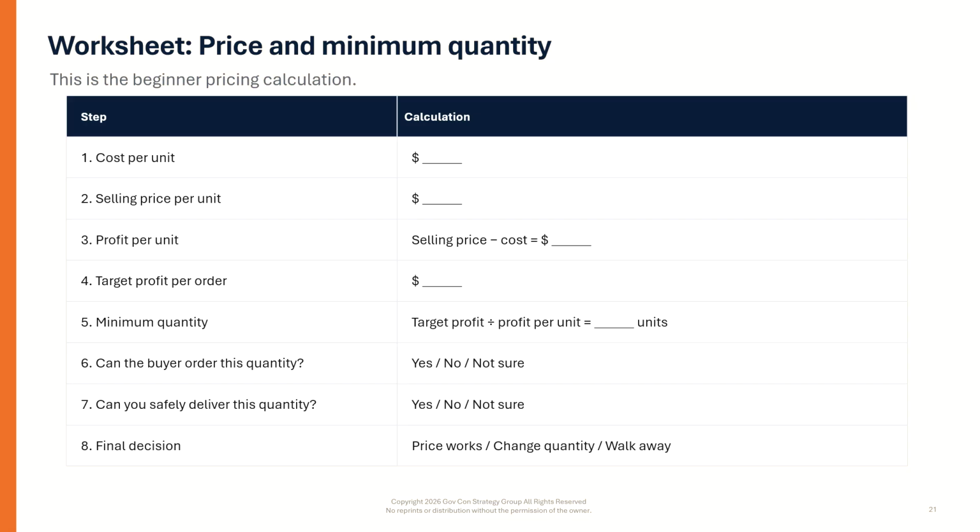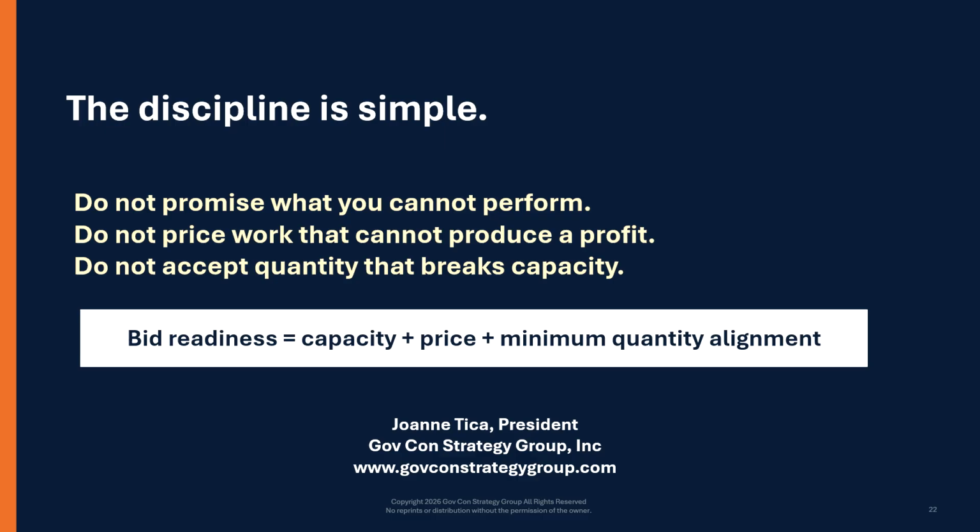The point of this worksheet is to stop treating price as a single number. A price only works when the cost, profit, quantity, and capacity all work together. This is the discipline behind a smart bid decision. Do not promise what you cannot perform. That means you should not bid on work unless you have the staffing, equipment, inventory, systems, cash flow, and time required to deliver it well.